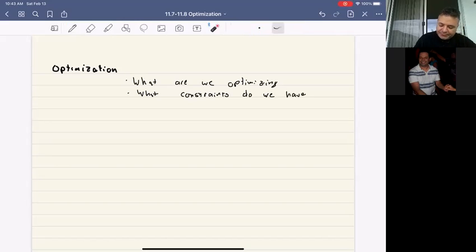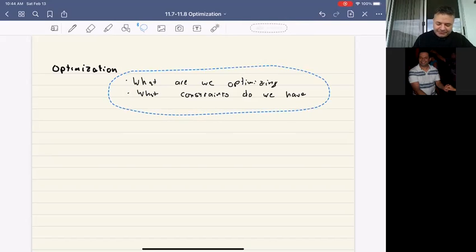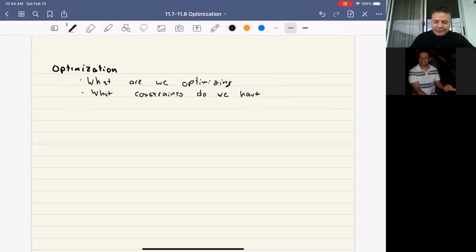In real life, people like to think about what are we optimizing, but they don't like to think about what the constraints are. For example, I would like everyone to study 5 hours a day of calculus, but you have other classes. Those are your constraints. You have other things in your life. All right, so let's go ahead and get started.